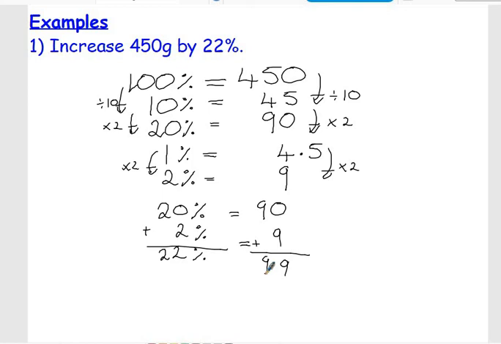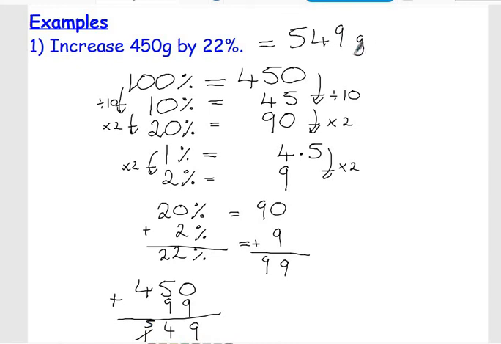But we need to increase 450 grams by 22%. So the last step is 450 add 99. 0 add 9 is 9, 5 add 9 is 14, 4 down carry 1, 4 add the 1 we carried is 5. So our answer equals 549 grams.